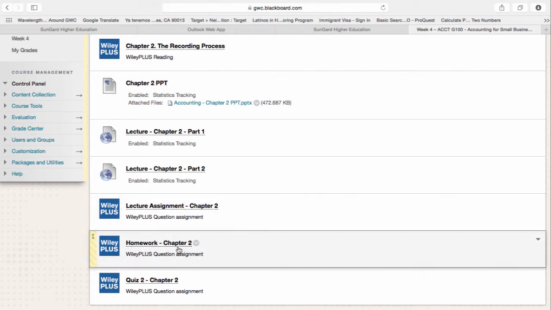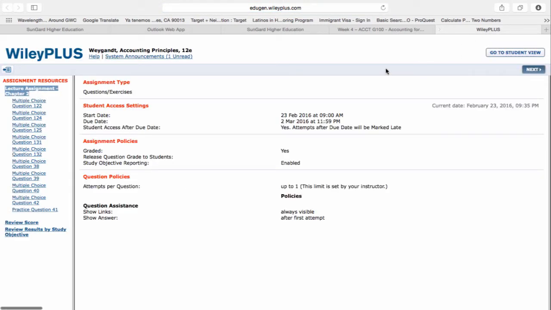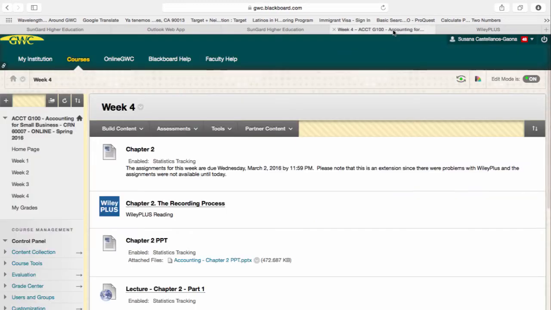And then you're going to have your lecture assignment. So all you're going to do, again, is just click on the link. It's going to take you to the Wiley Plus page, and you're going to see that you have 10 multiple choice questions. And that's based on your readings and the lecture. And again, this is just to assure that you are reading the assignments. You have one attempt to do these, so make sure that you are answering them correctly, as you only get one chance to get it correct.